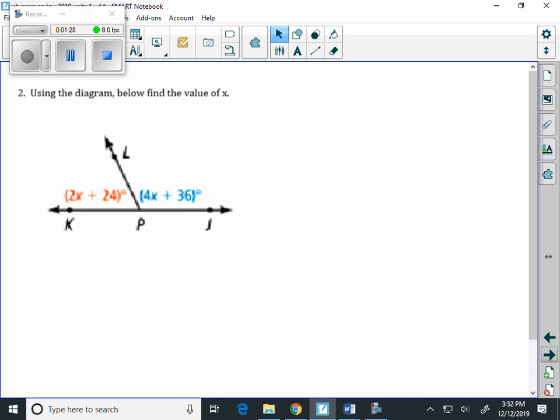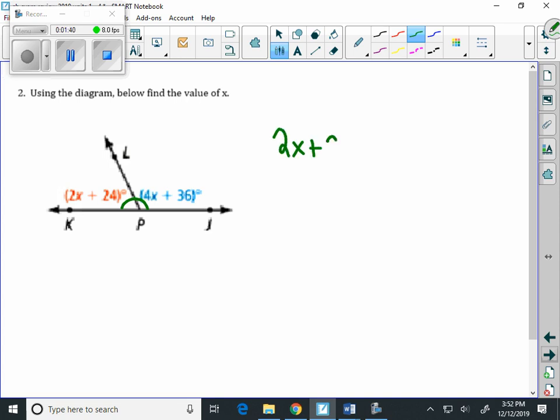Using the diagram below, find the value of x. Same idea here. If we take these two angles and add them together, they're going to add up to be 180 degrees. So we took the red angle and added it to the blue angle. And when we add these, they form a straight line.